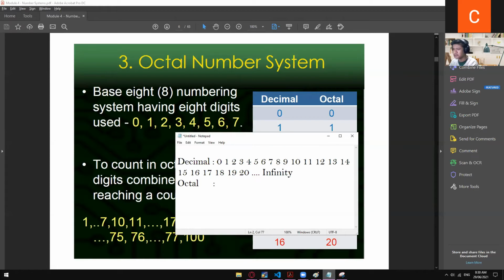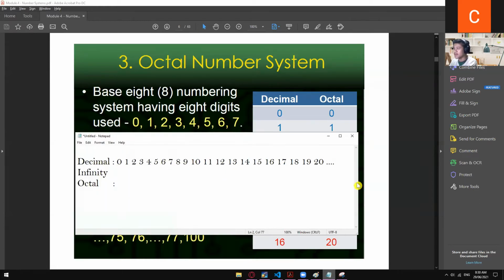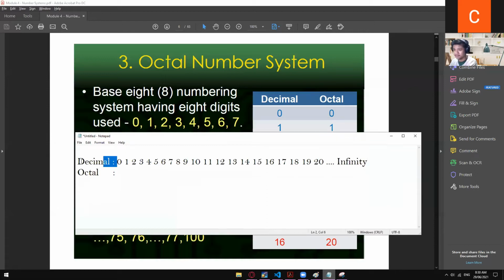Okay, that's the default arrangement, or how we count things in decimal. But for octal, again, we need to skip 8 and 9. So it's still the same way we count things, it's just that we need to skip 8 and 9. So we'll start with 0, 1, 2, 3, 4, 5, 6, 7. And then we don't have 8 and 9.